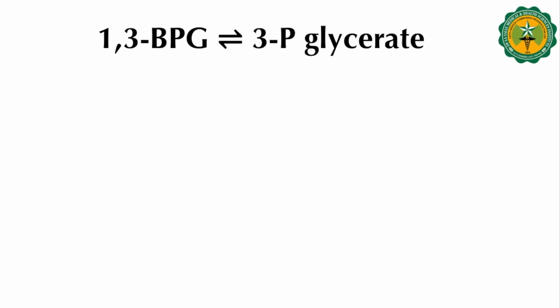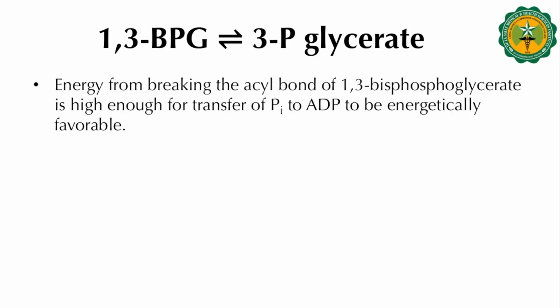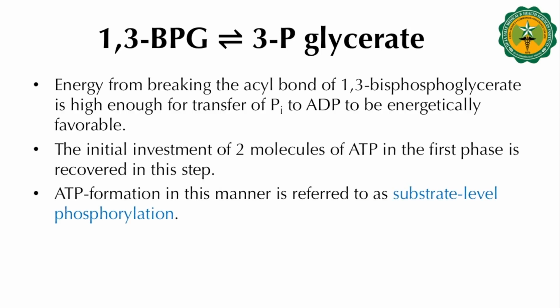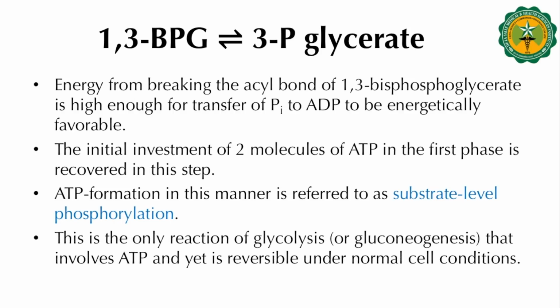To repeat what I just said, the energy from breaking the acyl bond of 1,3-bisphosphoglycerate is high enough for transfer of inorganic phosphate to ADP to be energetically favorable. Also, the initial investment of 2 molecules of ATP in the first phase is recovered in this step. This manner of ATP formation is still substrate-level phosphorylation. Additionally, this is the only reaction of glycolysis that involves ATP, and yet is reversible under normal cell conditions. Normally, we would think of ATP formation as a unidirectional process.